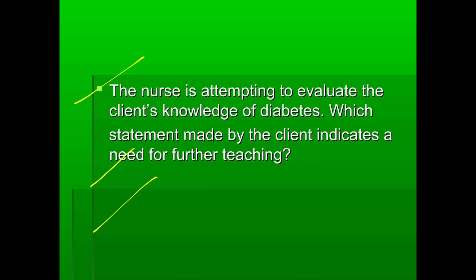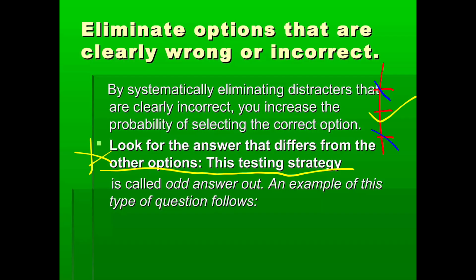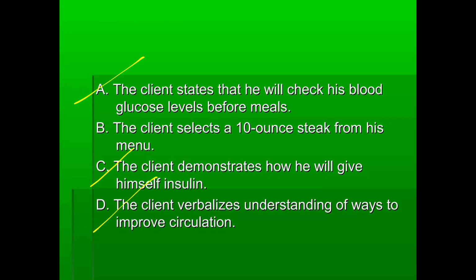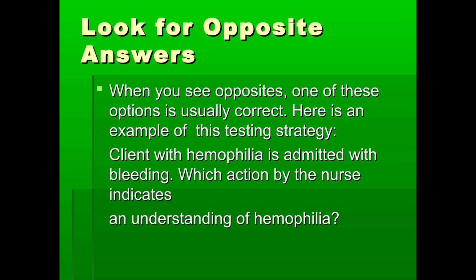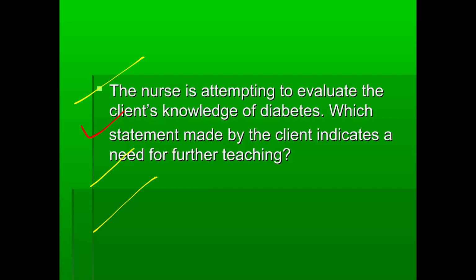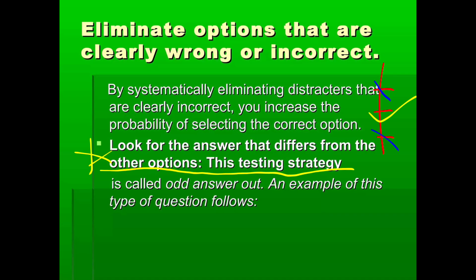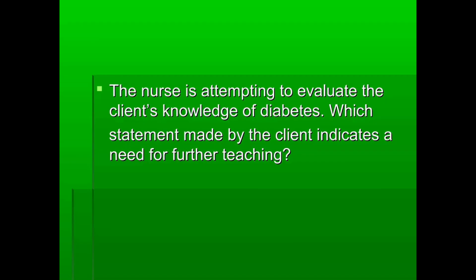So if we use the formula that we've said, the strategy that we've talked of, the odd answer out, where we look for the answer that differs from other options, now we are confident to go with option B as our answer, okay? So that is the first clue that you're supposed to look at. So you eliminate options that are clearly wrong or incorrect, okay?